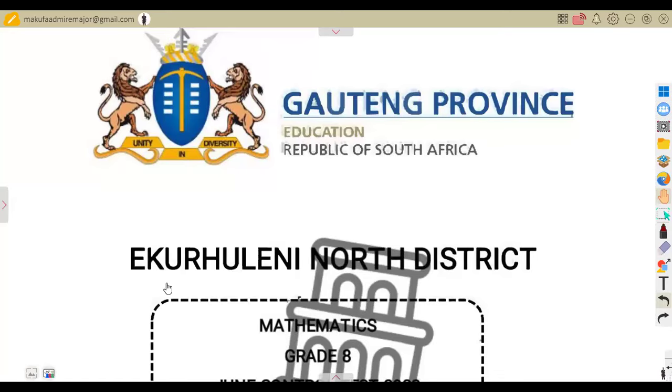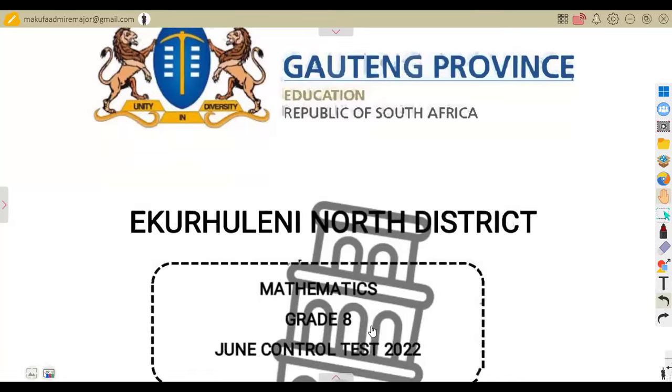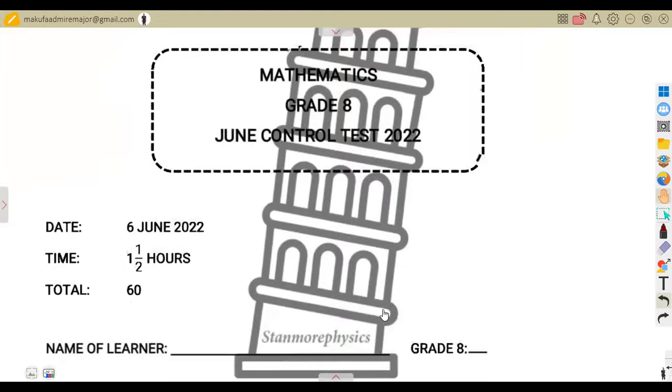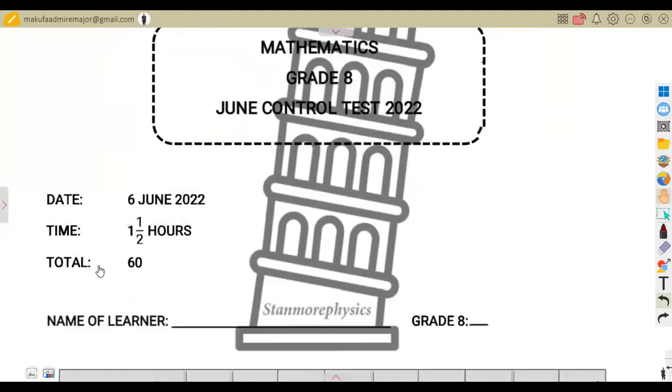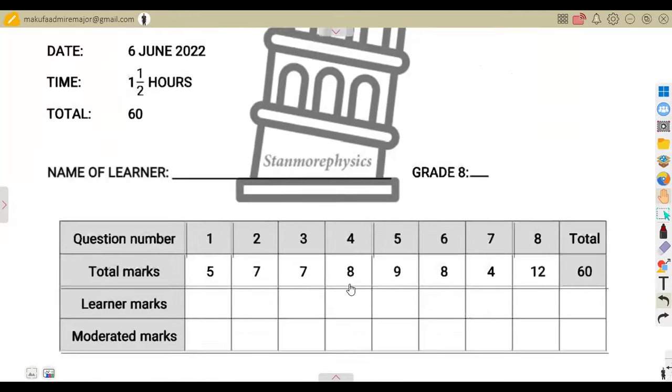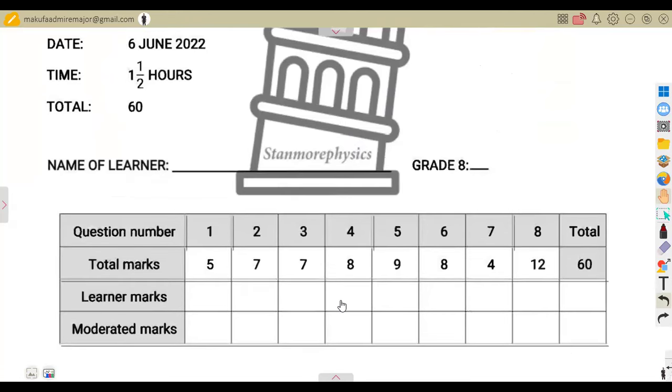Okay, so this is a control test that was written in June 2022. I am going to explain what you are supposed to do in this particular question paper that you are given. Make sure that you do understand all the instructions. This was 1.5 hours, total 60 marks. Make sure that you follow the instructions that you're given on that part.